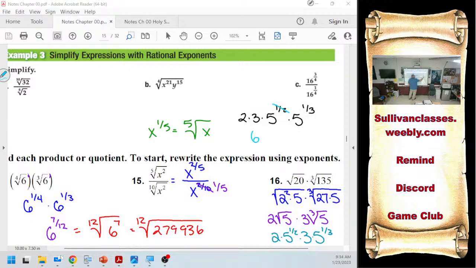Just make sure that you get common denominators. 3/6 and 2/6 is 5 to the 5/6.